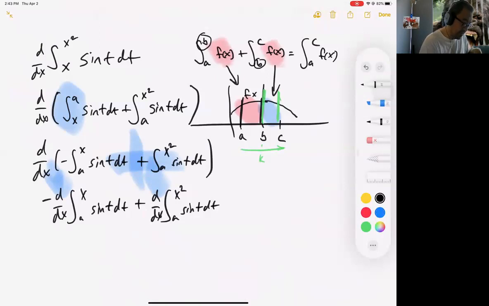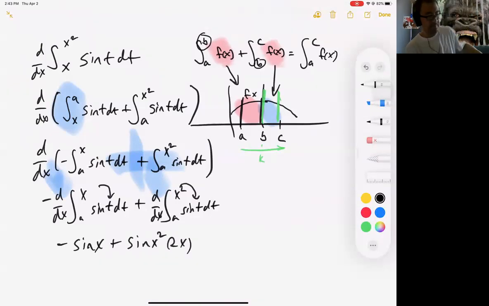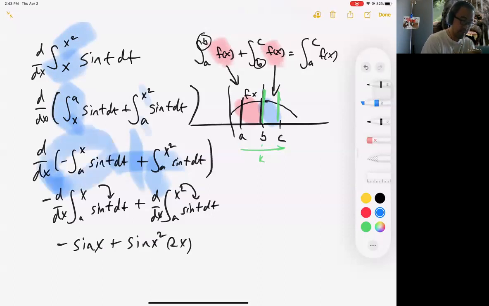And our last step is, hey, what is this guy? That's back to our fundamental theorem. Negative sine of x, just plug in the x. Plug in the x squared, don't forget chain rule. Sine of x squared, 2x. So again, if you end up with two variables, you have to split it. And when you split it, make sure you do go in order from x to some value in between, from that value in between to the b value, a to b, from starting to ending, and then flip it, and then you can plug it in.